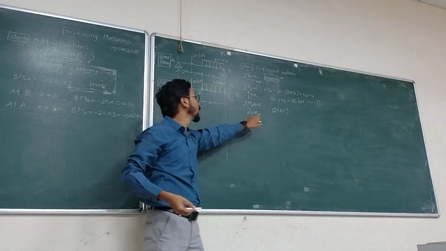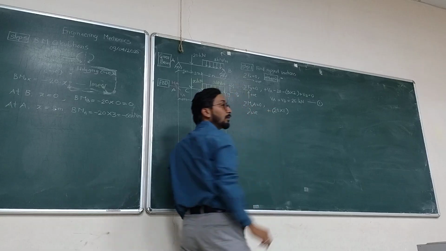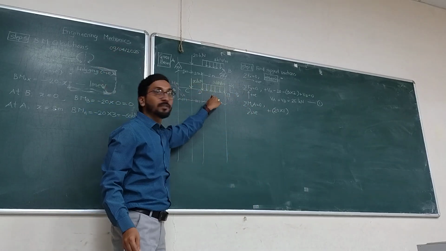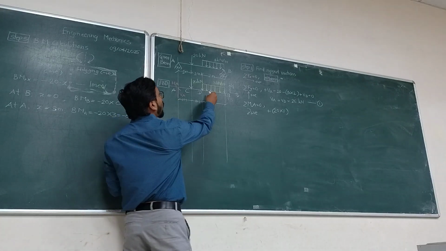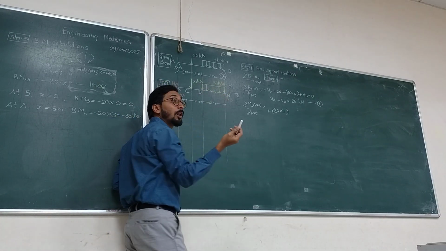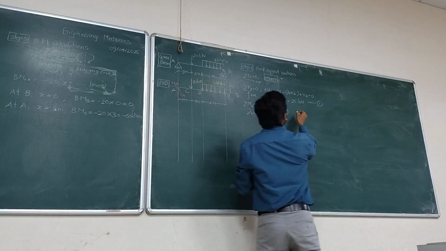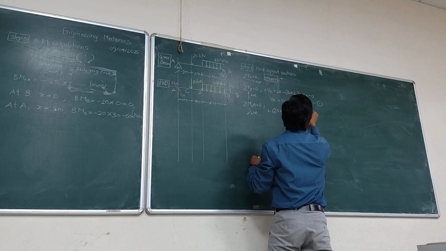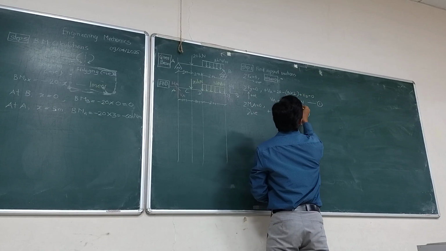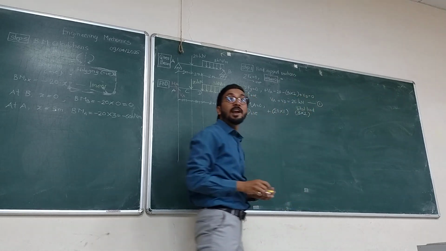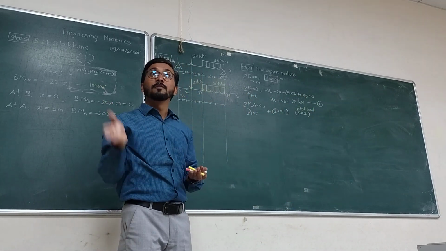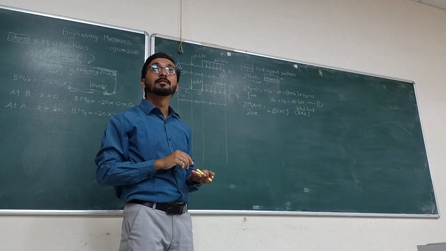Clockwise are considered positive, so it is plus 20. Is it clear? What is the moment of this UDL at A? What is the total load? 3 into 2, this is the total load. Yes or no? Where it is assumed to be acting?